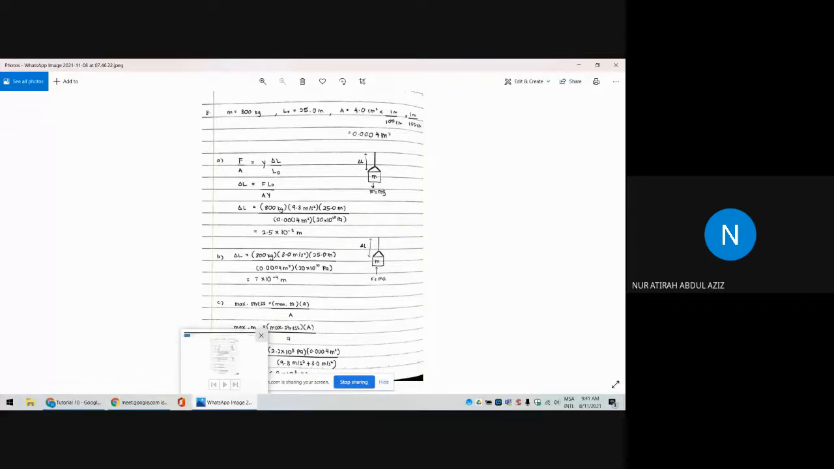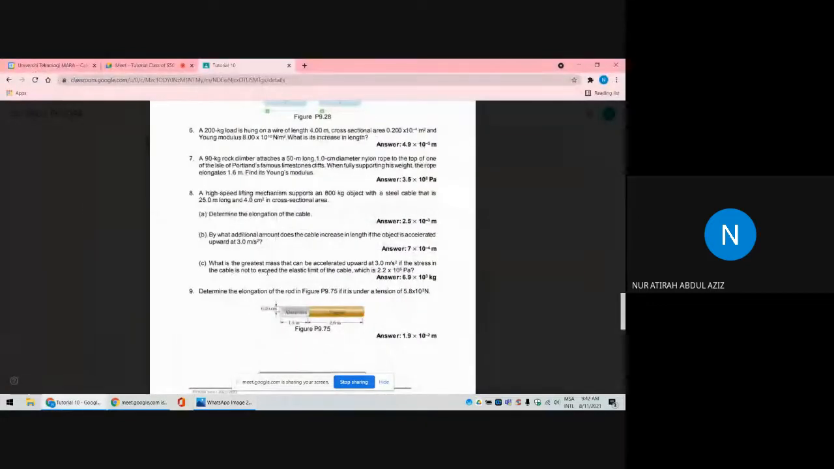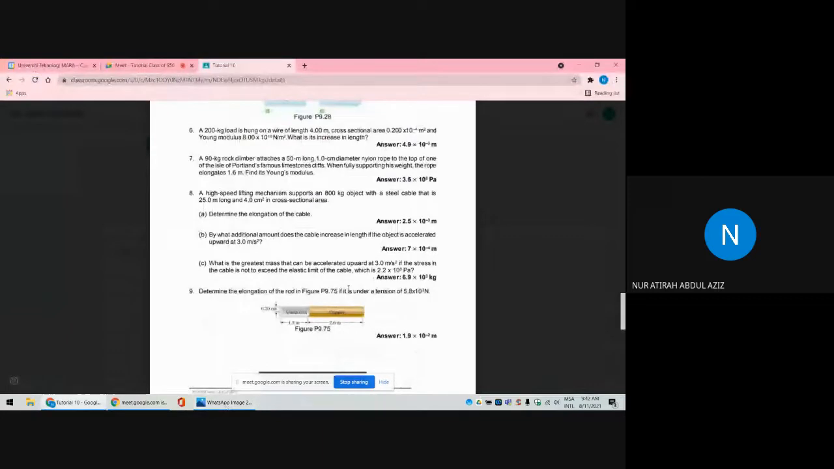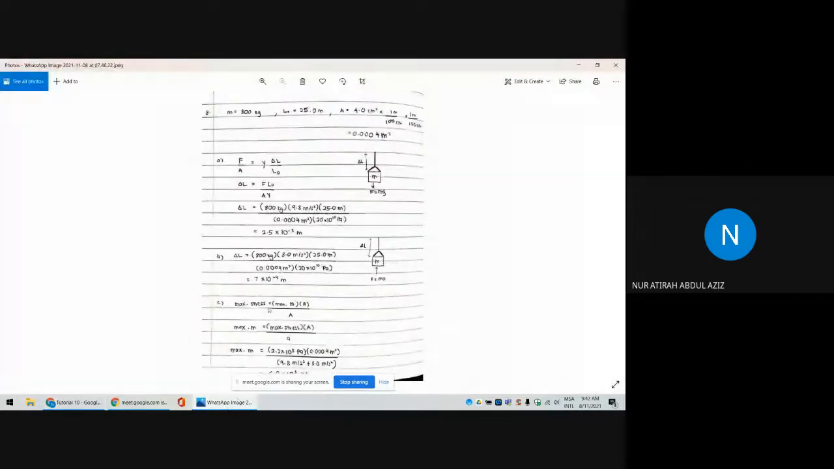Untuk soalan C, what is the greatest mass that can be accelerated upward at 3.0 meter per second squared if the stress in the cable is not to exceed the elastic limit of the cable, which is 2.2 times 10 to the power of 8 Pascal. Saya guna stress juga. Formula stress kan force over area. Jadi dia dah bagi maximum stress itu, and then maximum stress equals to maximum force over A, and maximum force adalah mass times acceleration. And then maximum mass, jadi saya bawa acceleration dengan area pergi sini.